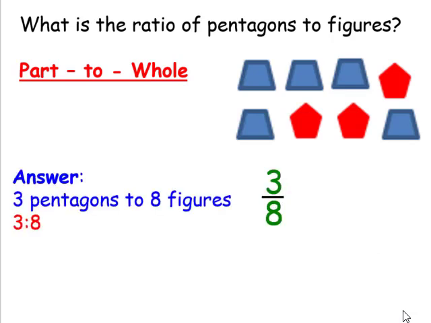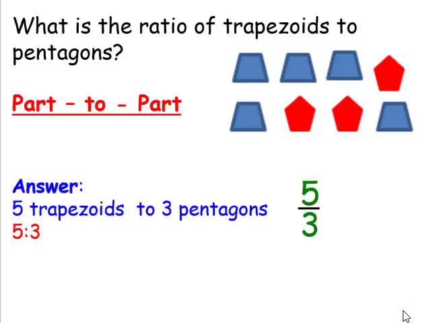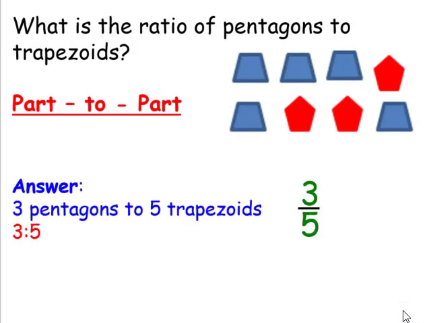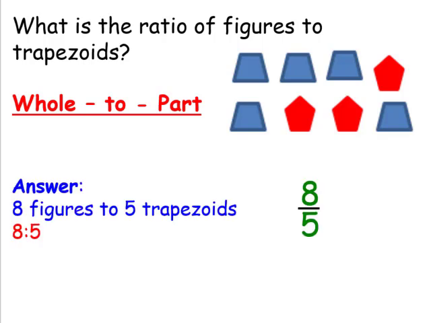This would be 3 pentagons to 8 figures. Notice I am not saying 3/8, I'm saying 3 to 8. A part to part comparison could be trapezoids to pentagons, which would be 5 to 3, or pentagons to trapezoids, this would be 3 to 5. A whole to part comparison would be the number of total figures to trapezoids, this would be 8 to 5.